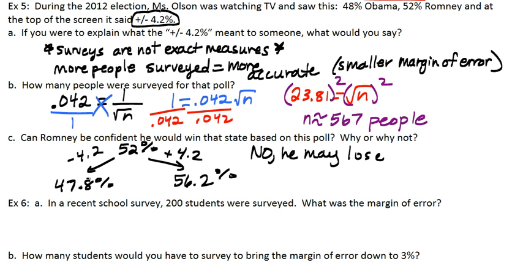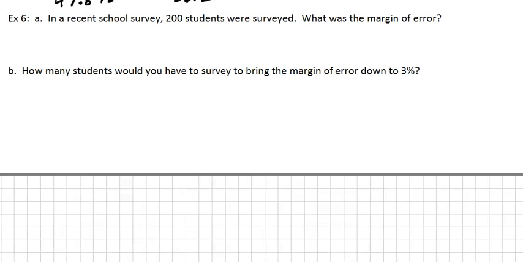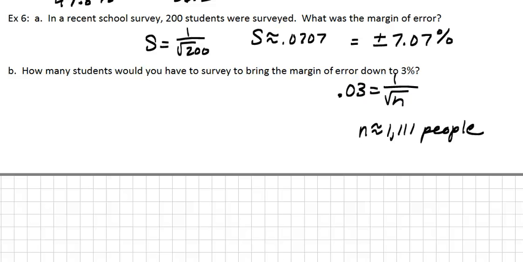We've got one example left, and I'd like you to try it on your own. So remember our formula we were talking about. Please pause the video and try example 6A and B, and then we'll talk about it. Alright, so for example 6A, I got approximately plus or minus 7.07%. And for example B, bringing the margin of error down to 3%, I put 0.03 in for S and solved it using the process I did in example 5. And I got 1,111 people.